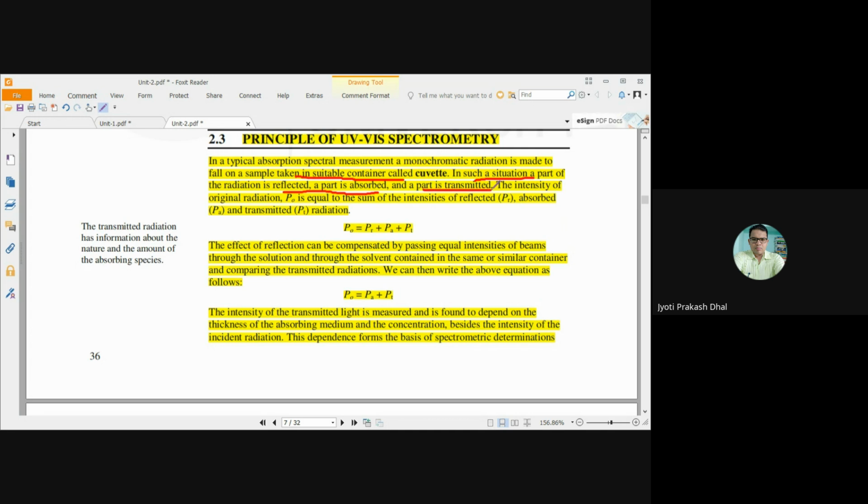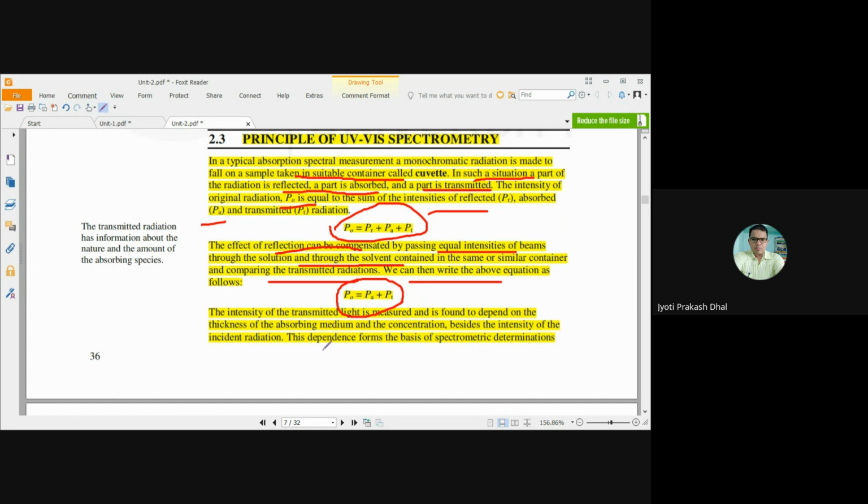a part will be absorbed and a part will be transmitted. The intensity of the original radiation is P naught. If the intensity of the reflected radiation is PR, the absorbed radiation is PA, and the transmitted radiation is PT, then P naught equals PR plus PA plus PT. The effect of reflection can be compensated by passing an equal intensity beam through the solution and through the solvent in the same or a similar container, and comparing the transmitted radiation. We can now write the equation as P naught equals PA plus PT.